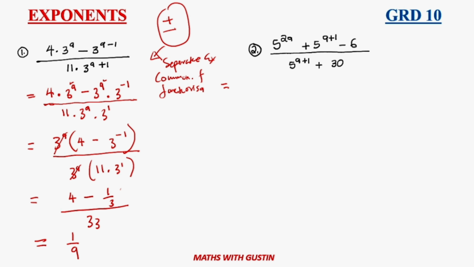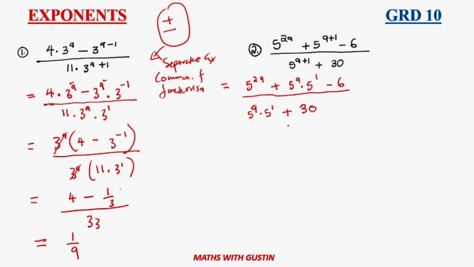So let's come here: equal to 5 to the power of 2a will remain as 5 to the power of 2a plus, we're going to separate these two, 5 to the power of a times 5 to the power of 1, minus 6 will remain as minus 6, all over. Then let's have a look at this one here, 5a times 5 to the power of 1 plus 30. Can we separate 30 as well? We leave 30 as it is because it's a constant.